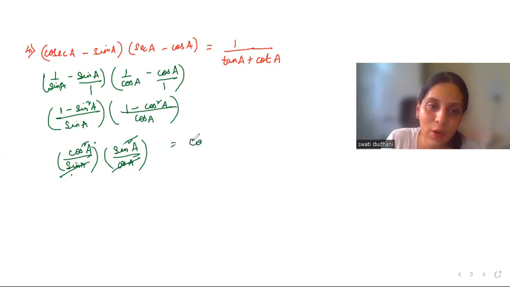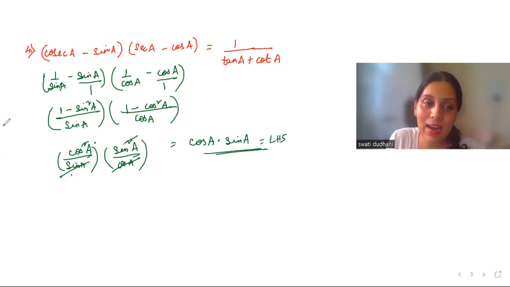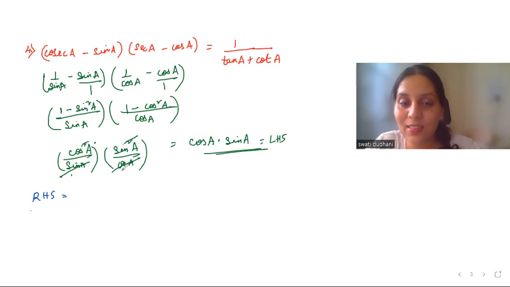Now we have cos A into sin A. This is my LHS. Now let me take the RHS part. What is my RHS part? Since I have my LHS in terms of sine and cos, RHS also I'll convert in terms of sine and cos and see what I get.